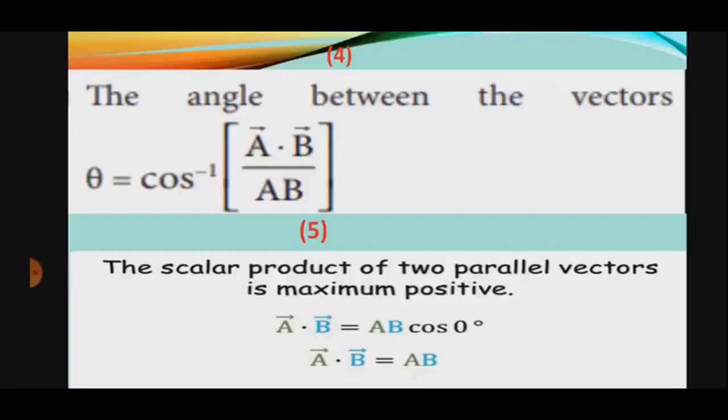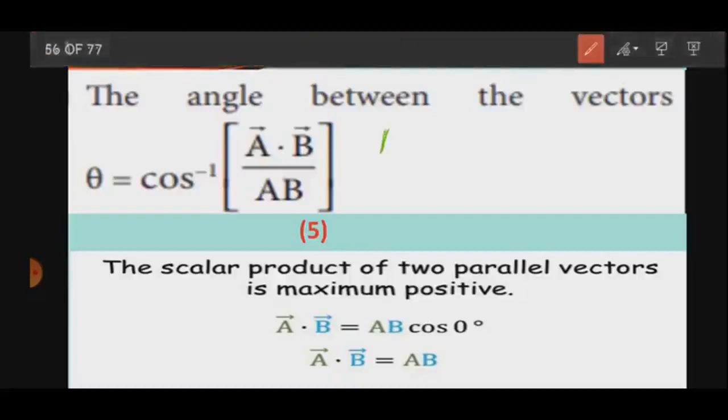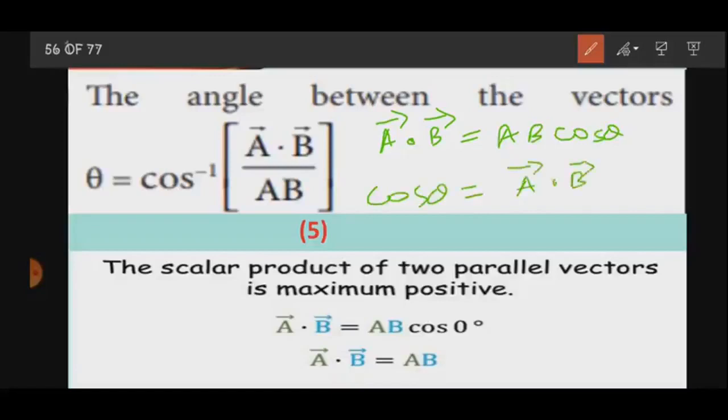Okay, then the fourth property. What is the angle between these two vectors, A vector and B vector? Already you know the relation: A vector dot B vector is equal to AB cos theta. Now calculate theta. Cos theta is equal to A vector dot B vector divided by AB. Now find out the value of theta. Theta is equal to cos inverse of A vector dot B vector divided by AB. This is the angle between these two vectors.